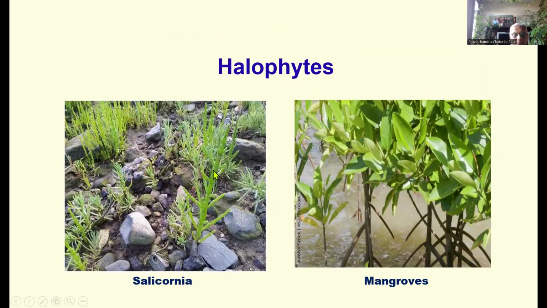Then halophytes. When there is more salinity, then there is no option to grow horticulture crops or agriculture crops. Then we have to grow halophytes like Salicornia, then mangroves. Even Salicornia grows by using saline water. Similarly, mangroves also.